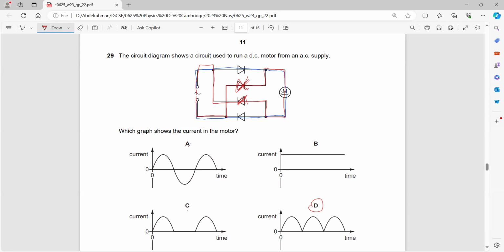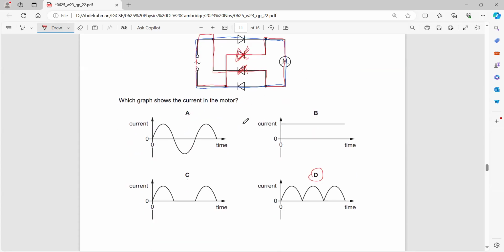Wait, how can it be A if it's a DC motor? I'm not talking about the DC, I'm talking about the AC current. Oh, it's an alternating current. The motor would not have worked properly. Okay, that's what it is. So for this case, yes, it is D.